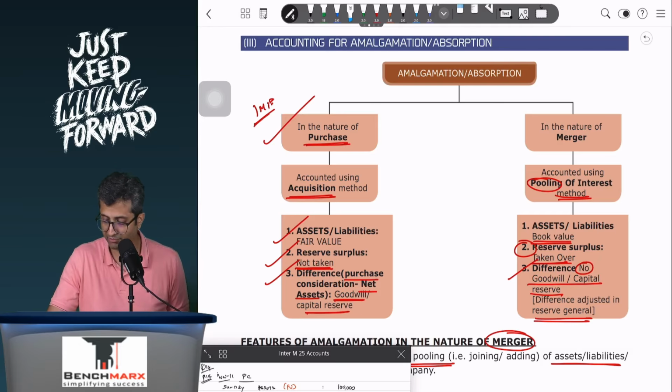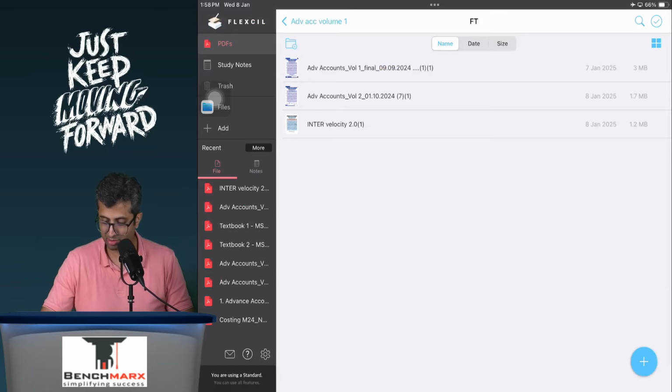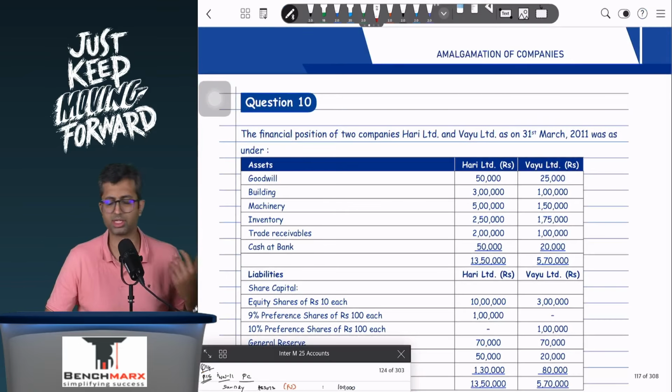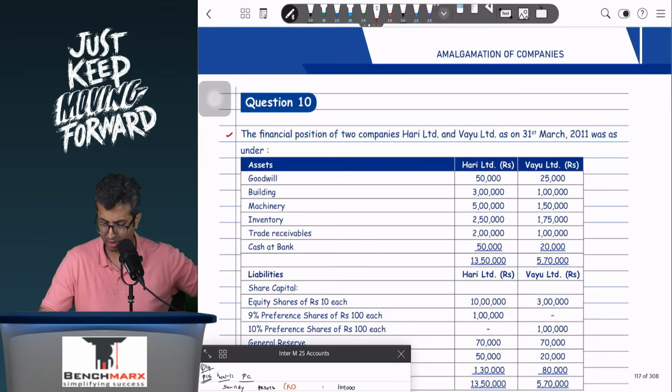If it is an amalgamation in nature of merger, then, sir, how will I know? Well, they will tell you that this is a merger, or they will tell you to solve using the pooling of interest method. Assets and liabilities at book value, reserves taken over, and difference to be adjusted against the general reserve. Okay, so considering that, you will have questions 10, 11, 12, and even 8 to some extent has some impact over there. So let us review question number 10.